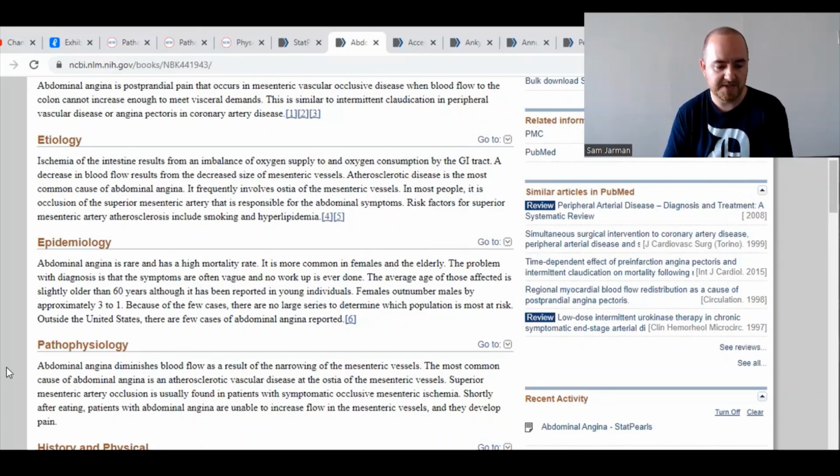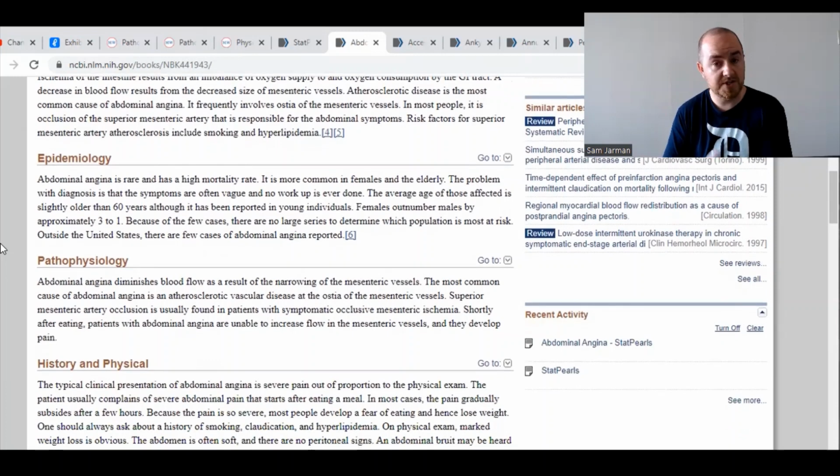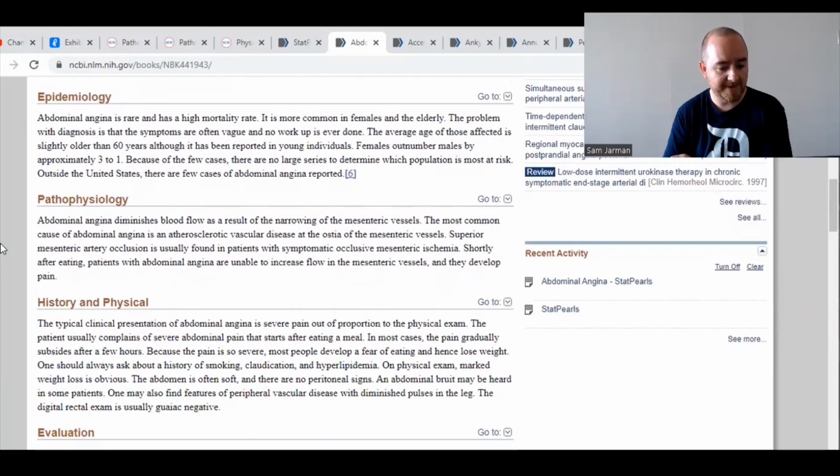Risk factors for superior mesenteric artery atherosclerosis include smoking and hyperlipidemia. If we go down to the pathophysiology, just to read from this, abdominal angina diminishes blood flow as a result of narrowing of the mesenteric vessels. So that was there in the etiology. The most common cause of abdominal angina is an atherosclerotic vascular disease at the ostia of the mesenteric vessels. Superior mesenteric artery occlusion is usually found in patients with symptomatic occlusive mesenteric ischemia. Shortly after eating, patients with abdominal angina are unable to increase flow in the mesenteric vessels and they develop pain.